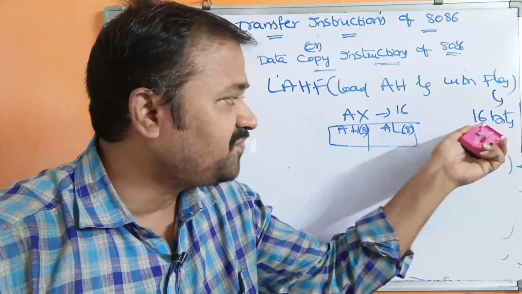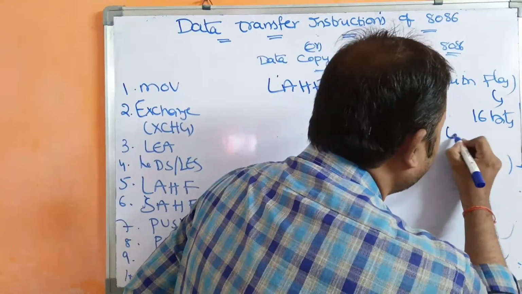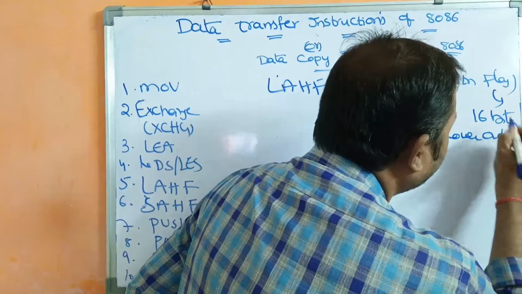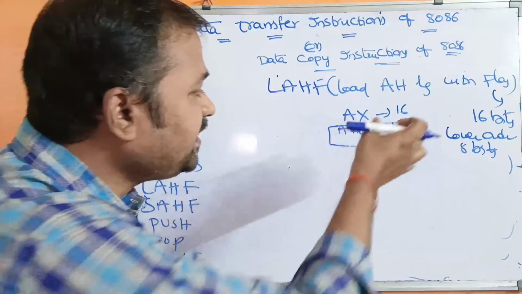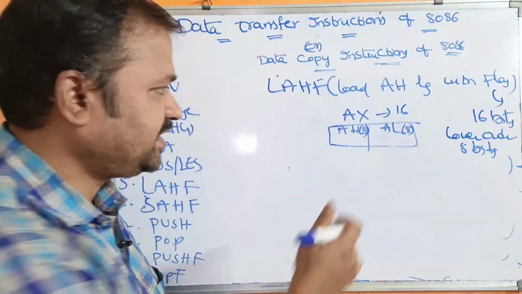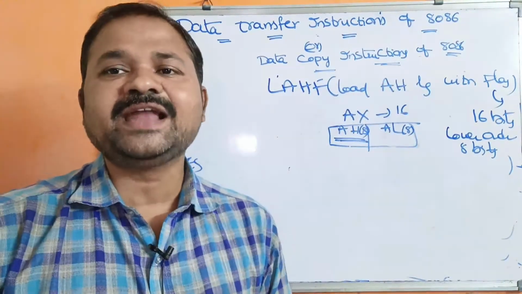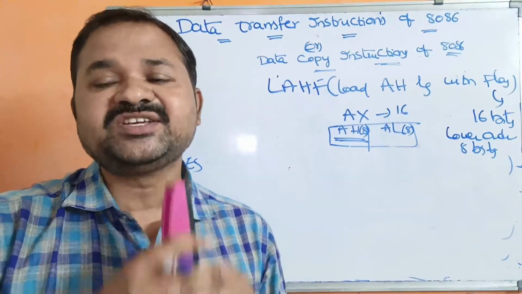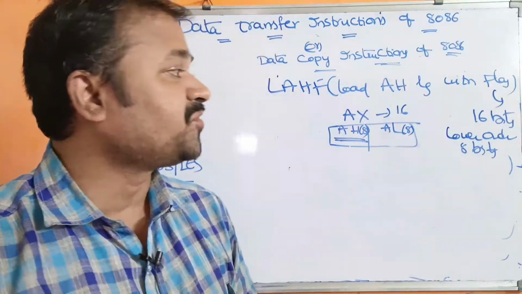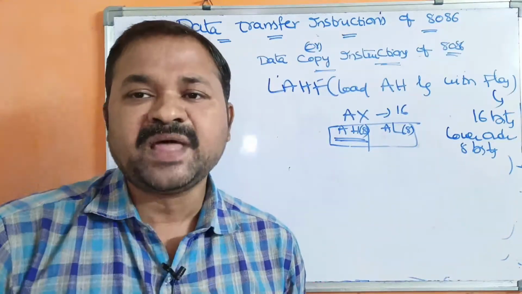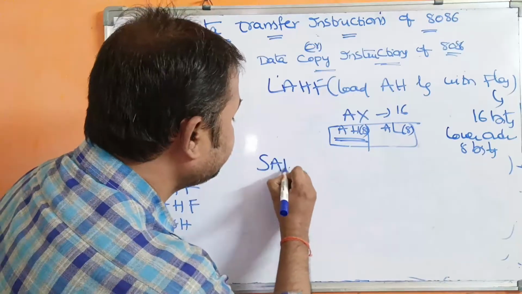But what is the size of the flag? 16 bits. So what will happen is the lower order 8 bits of the flag register will be loaded into the AH register. So this is about LAHF. Load AH register with the lower order 8 bits of the flag register. Now let us see the next one.